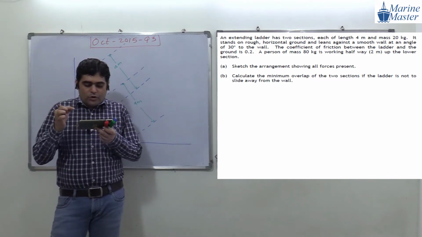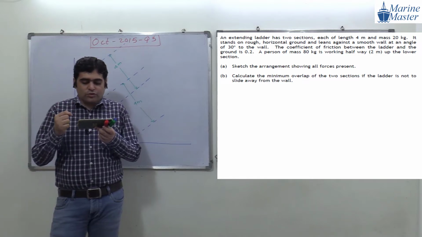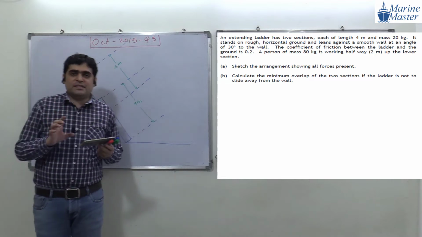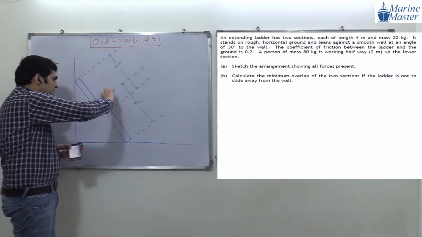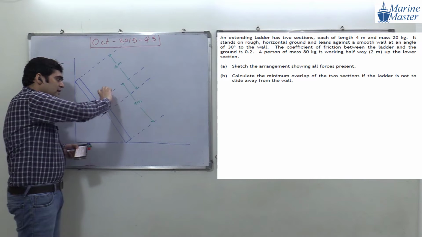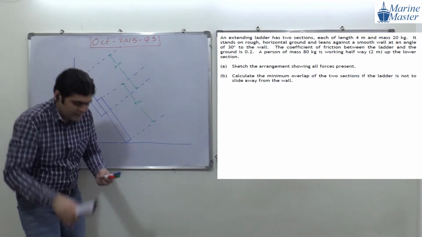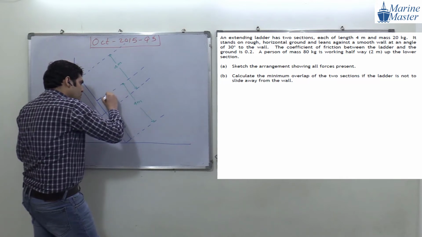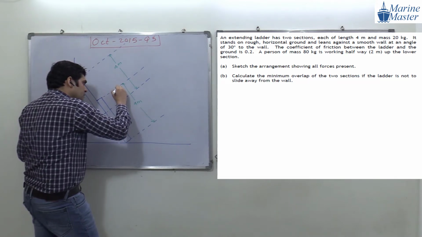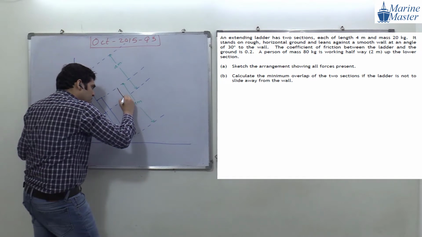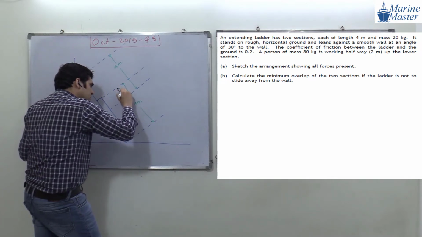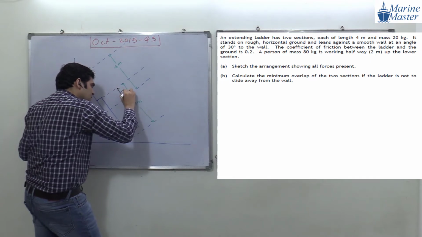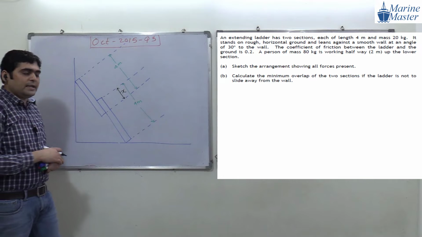Calculate the minimum overlap of the two sections if the ladder is not to slide. What are they asking us? Calculate the minimum overlap. Means they are asking us the overlap, this distance. This distance we will say x. This overlap, this distance, we will assume as x. Okay? X is visible to everyone properly.